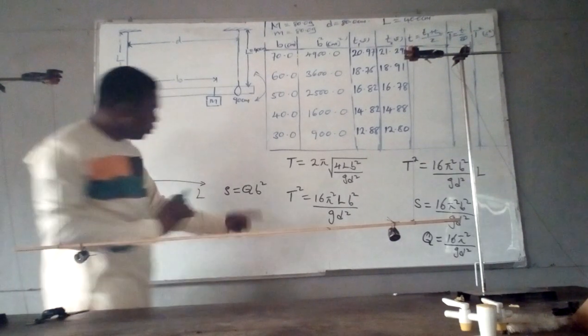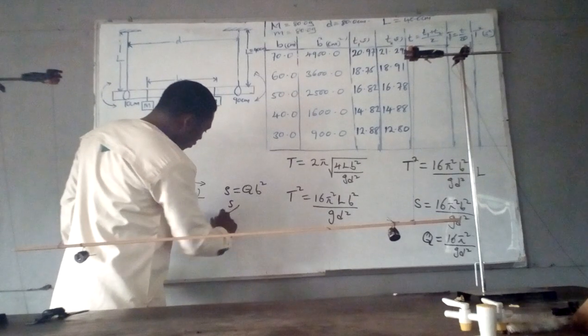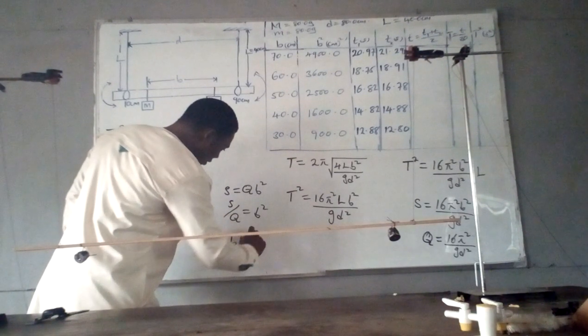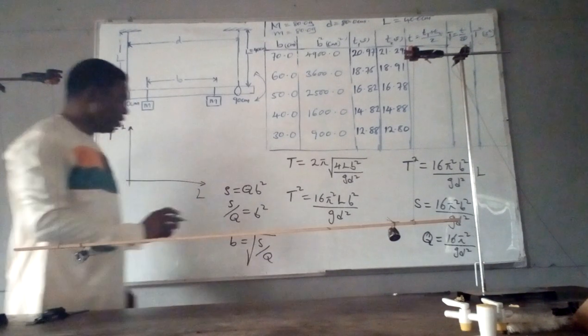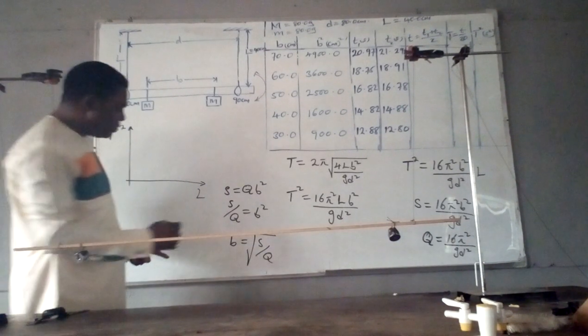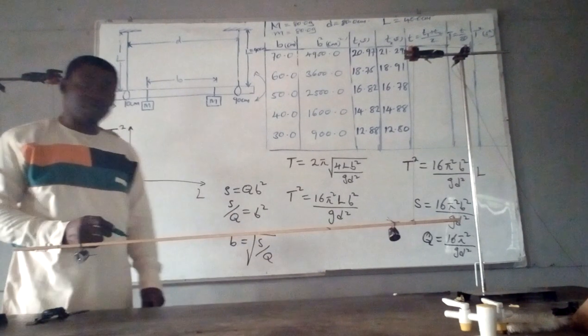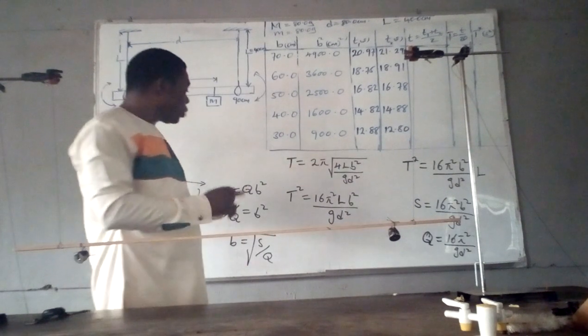S will be equal to QB squared. Now, S over Q will be equal to B squared, and B will be the square root of S over Q. So you can be asked to evaluate maybe k, where k is equal to the square root of S over Q, and Q is equal to this, all right?